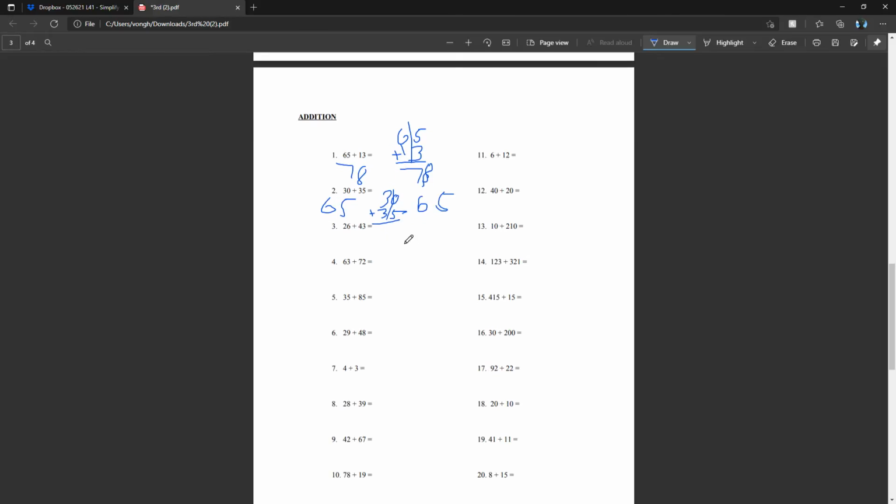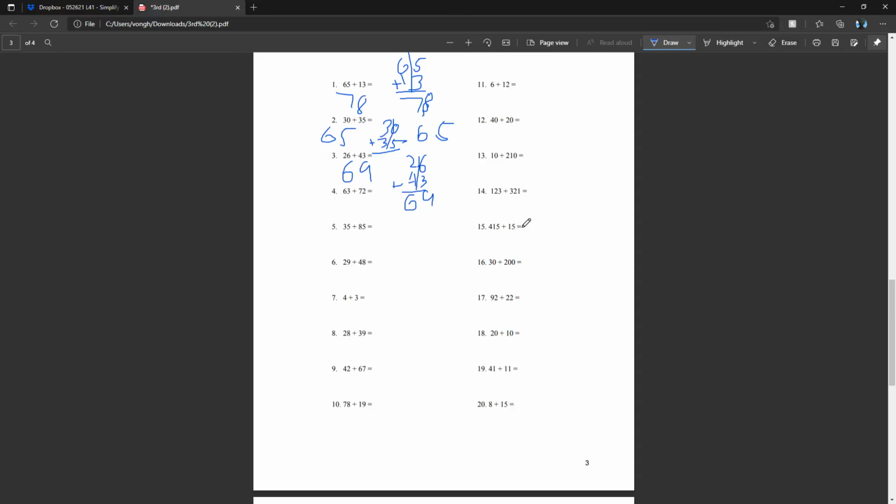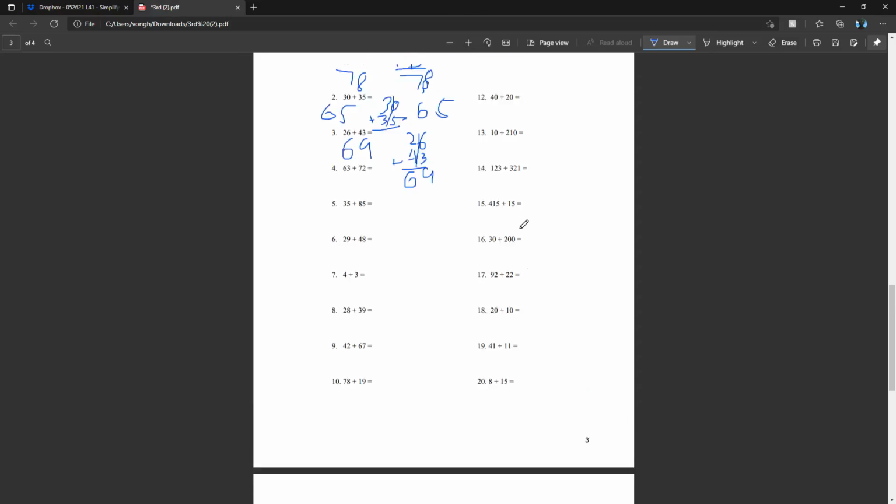And here for number 3, you have 26 plus 43. So you write 26 plus 43. Now you just draw a line down the middle and you just add them by column. So the first part would just be 6 plus 3. And 6 plus 3 is 9, and then 2 plus 4. 2 plus 4 is 6. So the answer is 69. So you should be able to do the rest on your own. Most of it's pretty simple.